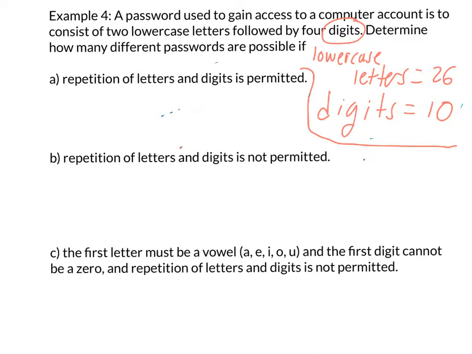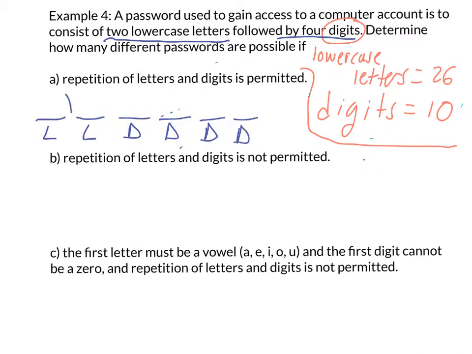I'm going to draw underlines again to kind of game plan this out and visualize it better. So we're going to have 2 lowercase letters. So I'm going to draw 2 underlines and label them each L for letter, followed by 4 digits in this password. So I'm going to draw 4 more underlines and label those 4 D for digit. Remember, we're always multiplying. That's that fundamental counting principle. So I'm going to put little time symbols in between my underlines.